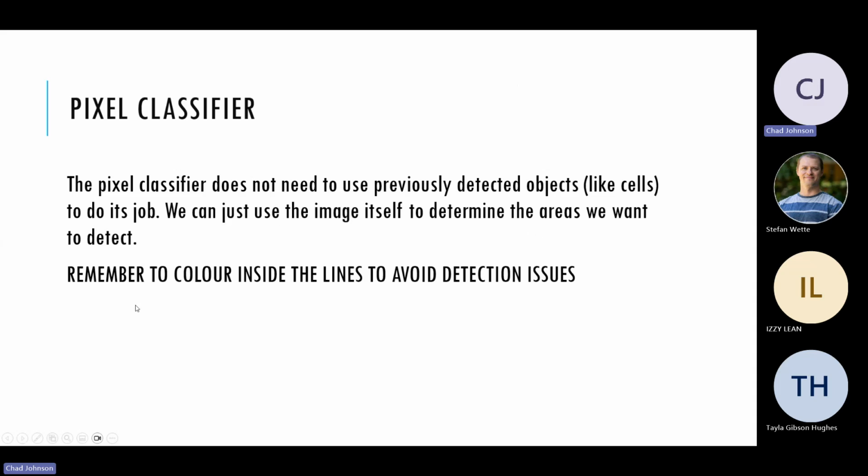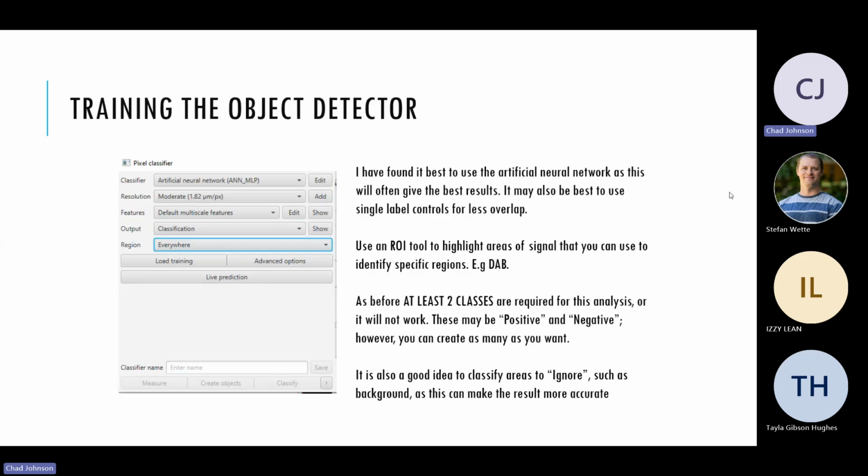Now, it's very important, remember to color inside the lines. If you are selecting the area that you want and then you go outside into the background, that gets taken into the model. So you can run into problems with an incorrect detection. So we're going to train the object detector very similar to what we did before. The neural network usually gives the best results.